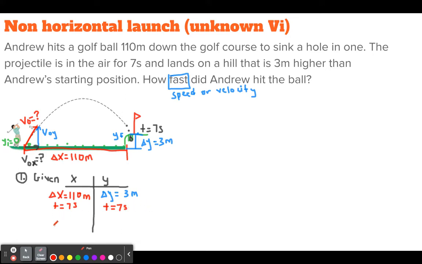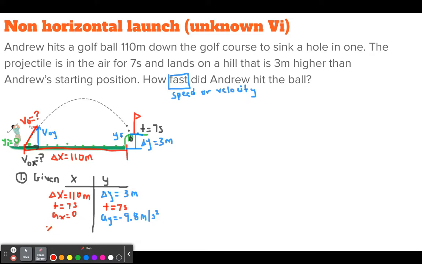We don't know the initial velocity in the x or the y, but we do know that the acceleration in the x direction is always 0 for projectile motion because there's no forces acting on the object in the horizontal direction, only in the vertical direction. So we know that acceleration in the y direction is going to be negative 9.8 meters per second squared, because we said that down is negative.